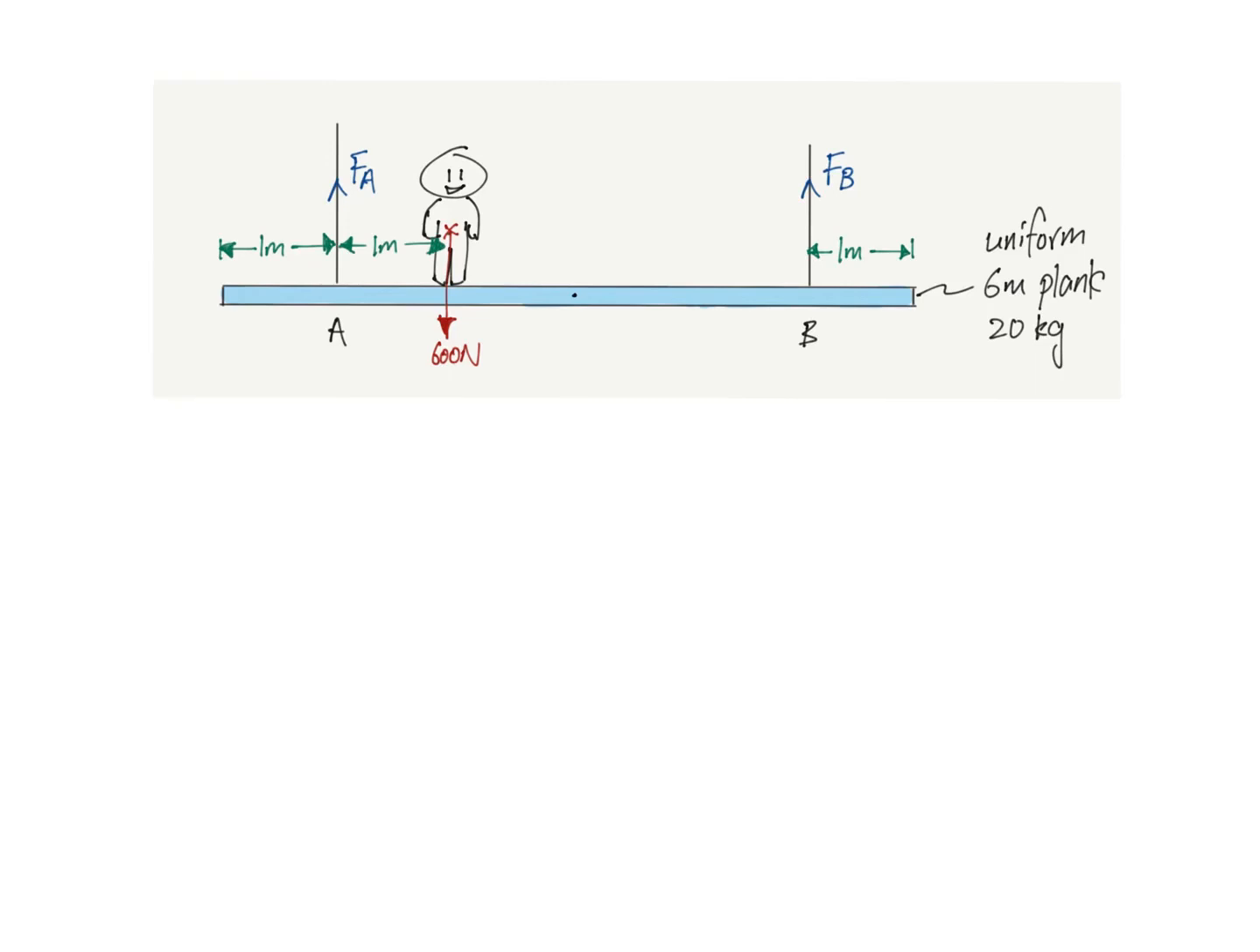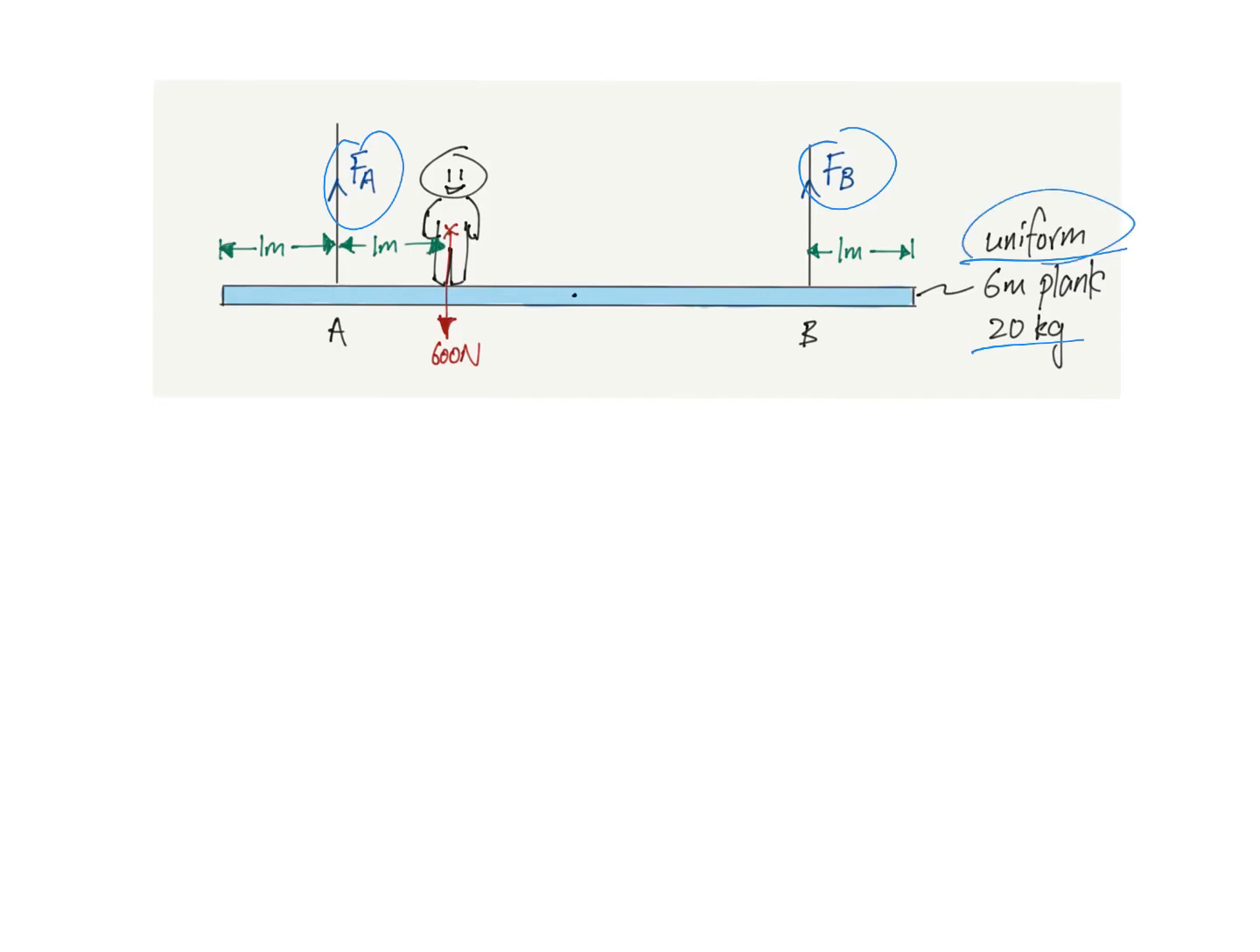In this question, you are required to find the two unknown tensions in the string, FA and FB. Now, before we solve this question, let's go through some basic concepts. This is a uniform plank, 6 meters long, and 20 kg.